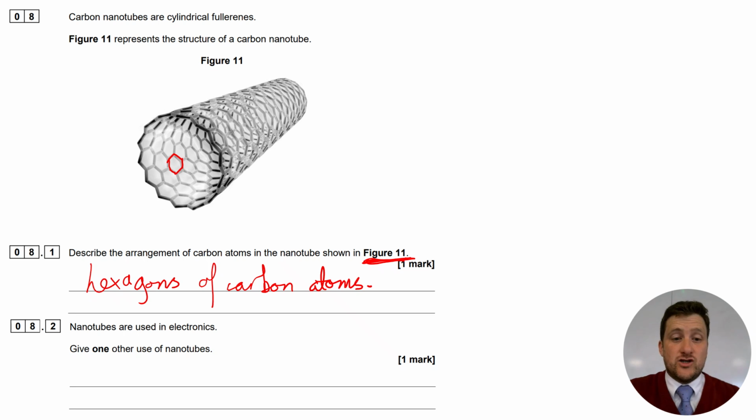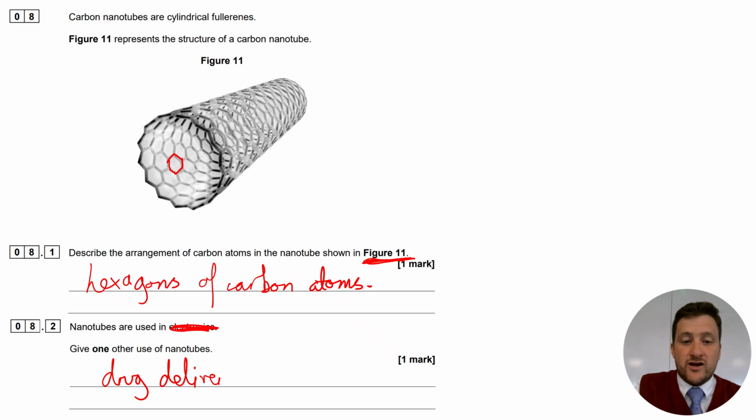It's a six-sided shape. Now, they're used in electronics. They've given one, which means you cannot use electronics. Give one other use of nanotubes. If anything mentions electronics, you're not going to get the mark. So if anything involves that, you're not going to get the mark. So we can have things like drug delivery. Now, we tend to talk about drug delivery from our Buckminster fullerene, but nanotubes is also an aspect of that.